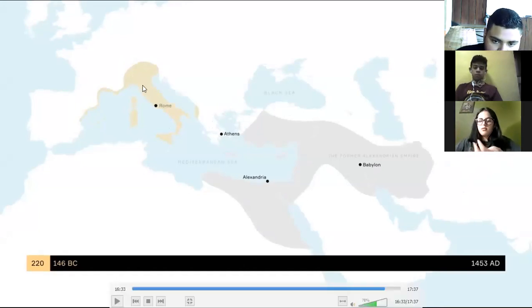Which empire was arising? In here, in the yellow part. Rome. The Roman Empire, exactly. In what time? In 220. Look, 220. It was the time.